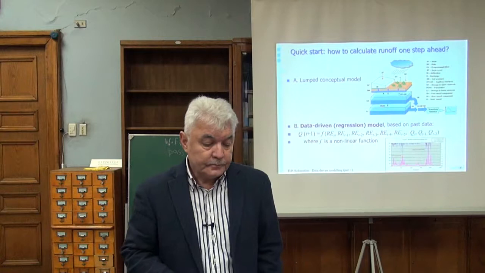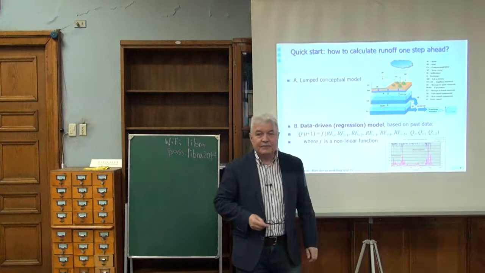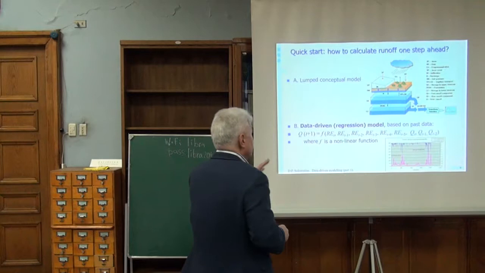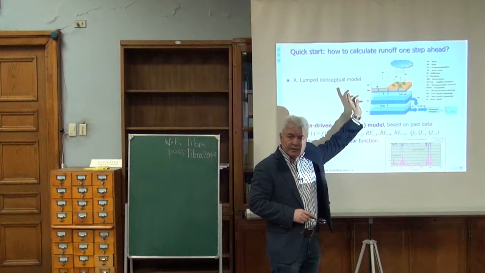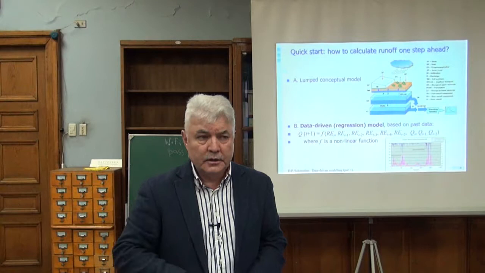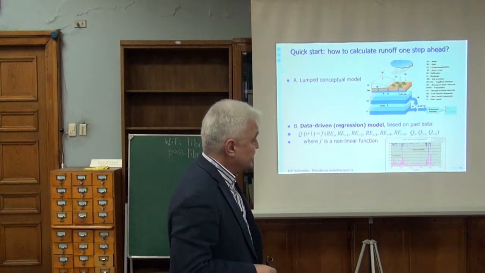So maybe it's not very fair to use this data, because the lumped model doesn't have this data as input, okay? The lumped model has as input only rainfall and not Q. But we have secretly hidden some history in soil moisture, which remembers what was happening in the past. In fact, soil moisture represents some of these lagged rainfalls, because some of the water coming with rainfall is stored in the states of the lumped model, okay? So that's a quick start. That's what we'll be doing today.